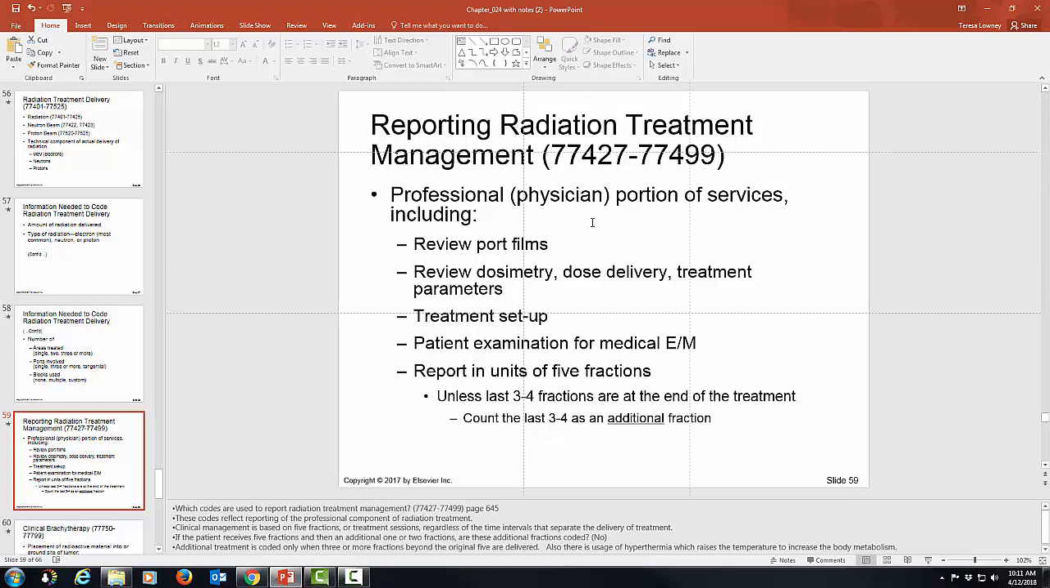Reporting radiology treatment management, the physician portion of the services, all the things that go into what he does. He reviews the port films, the dosimetry, the dose delivery, treatment parameters, treatment setup, the patient examination for the medical E&M, reports in units of 5 fractions. Unless the last 3 or 4 fractions are at the end of the treatment, count the last 3 or 4 as an additional fraction.